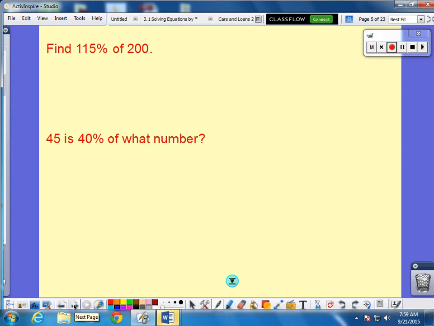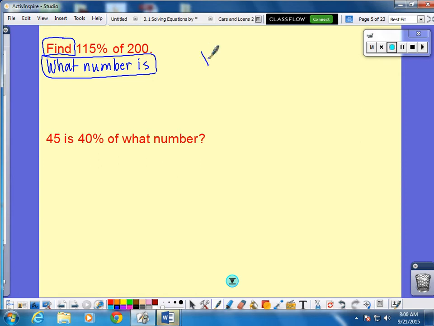Alright, let's write down this example. Find 115% of 200. Find is another way of saying what number is. What number is find. Okay? And so what number is my variable? Is means equals. 115% I make into a decimal, so drop my percent sign, move my decimal 2 places to the left, and of means to multiply.